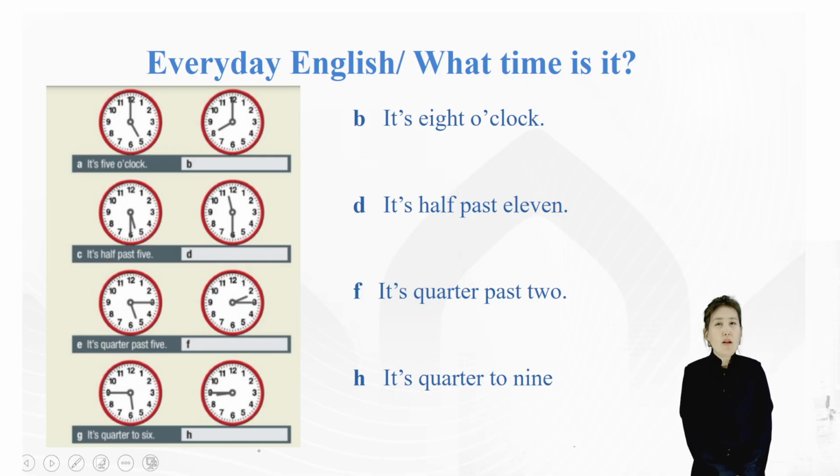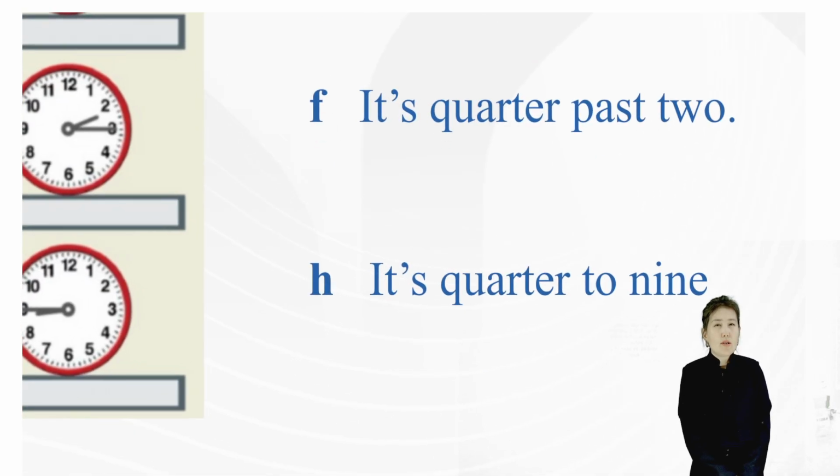Third, 12-hour or 24-hour clock. English typically uses the 12-hour clock, which divides the day into two parts: AM, morning, and PM, afternoon and evening. So 7 a.m. means 7 in the morning and 7 p.m. means 7 in the evening.